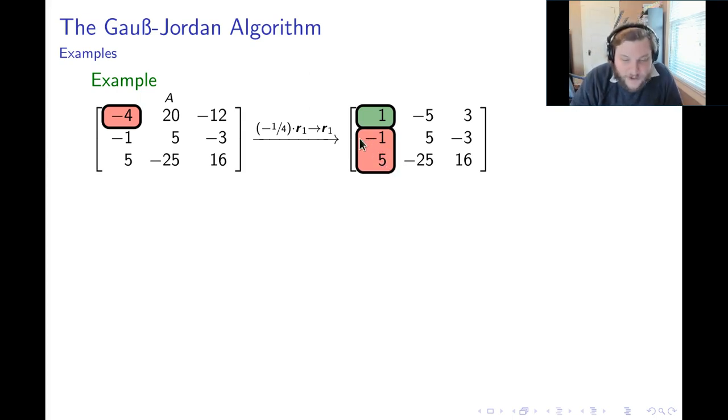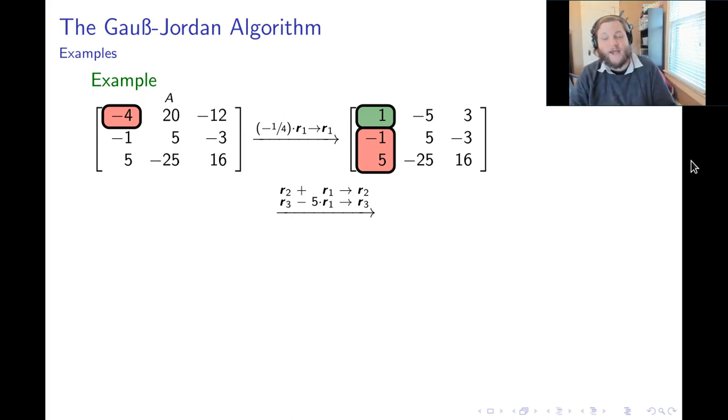So what we're going to want to do is take the second row, and then we can get a 0 in this 2, 1 position by adding the first row. And then we can take the third row and get a 0 in the 3, 1 position by subtracting off 5 times the first row. So we can do those 2 row additions at once because we're changing rows 2 and 3 independently of one another using row 1, which is not being changed.